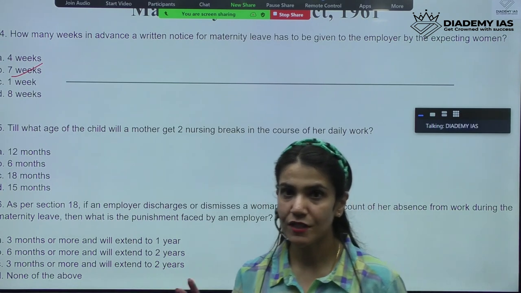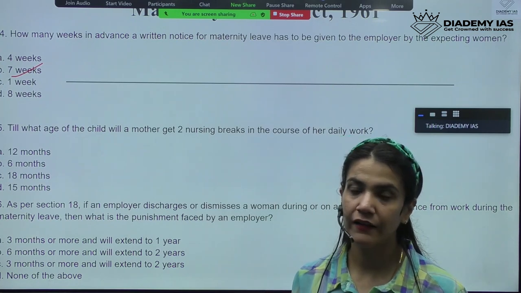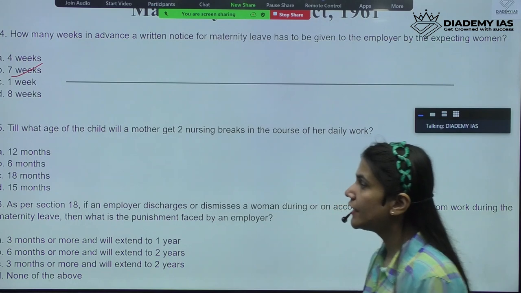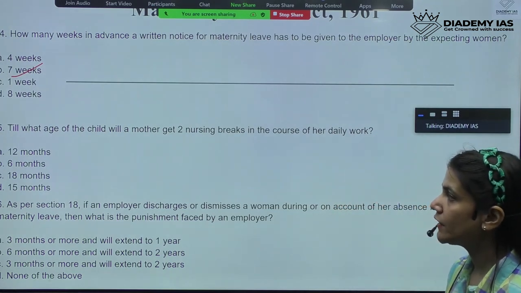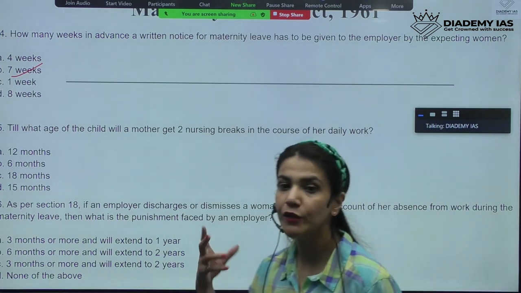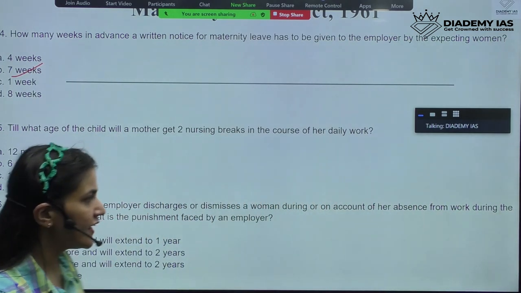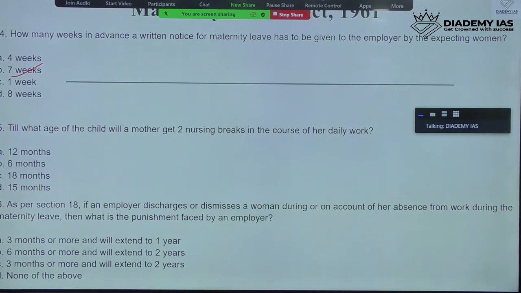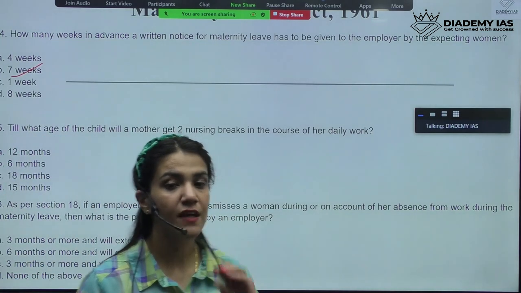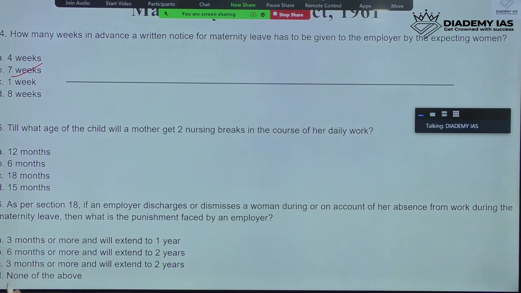So you need to be very specific with the timeline, specifically in accordance to the Maternity Benefit Act 1961. Till what age of the child will a mother get two nursing breaks in the course of her daily work? We did that also when we were doing crèches, right? So in a crèche, two nursing breaks are given to each female employee up to the age when the child is up to which age? That is the question it is asking.